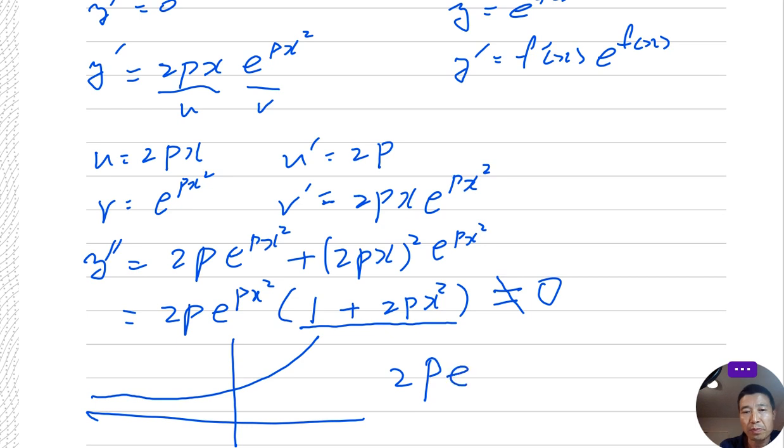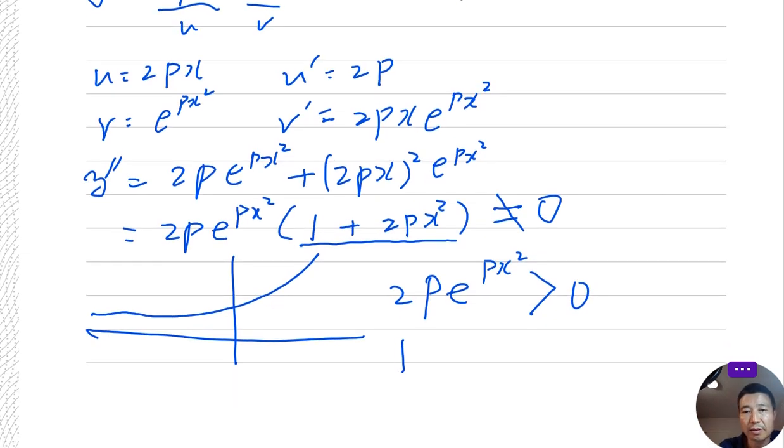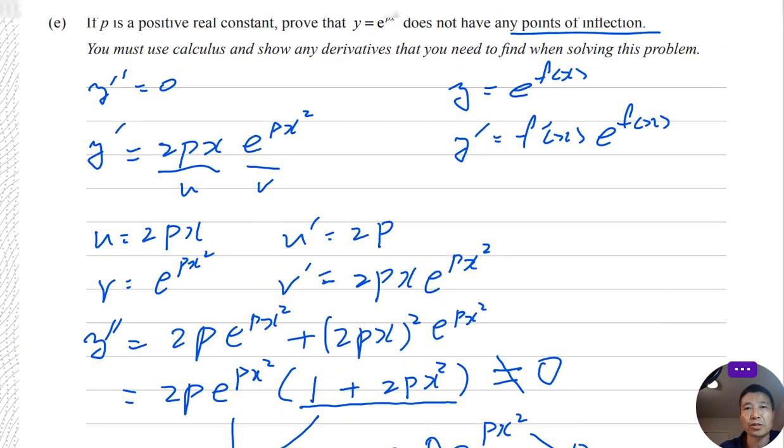So 2p e to the power of px squared should be always positive, and 1 plus 2px squared must be positive as well, isn't it? Right? So both positive, so never be 0 or negative. Okay? That's how you prove this question.